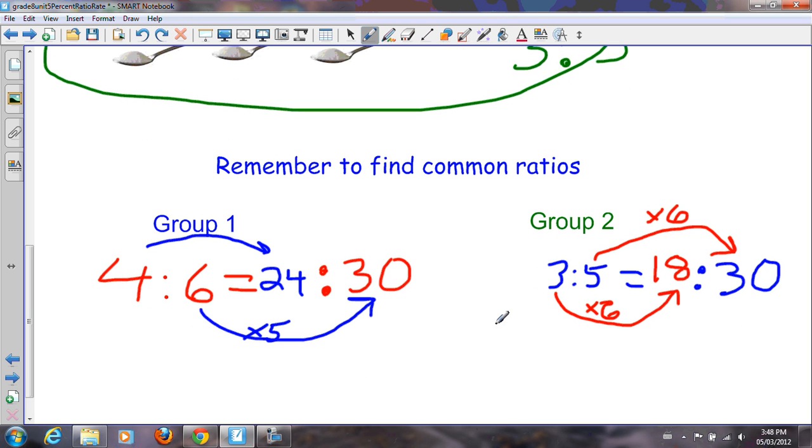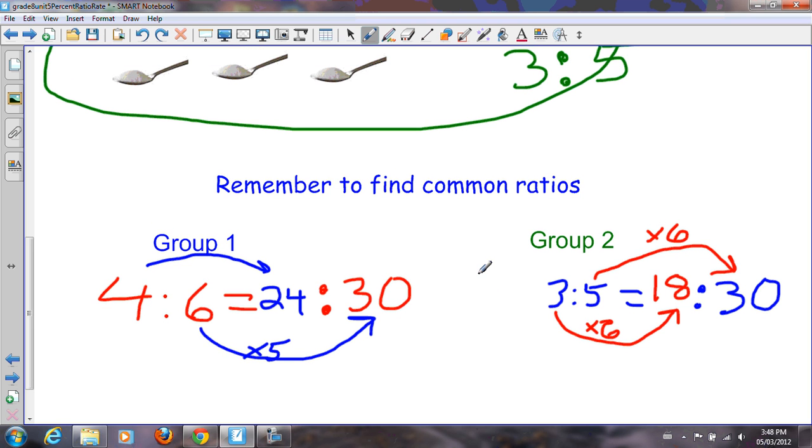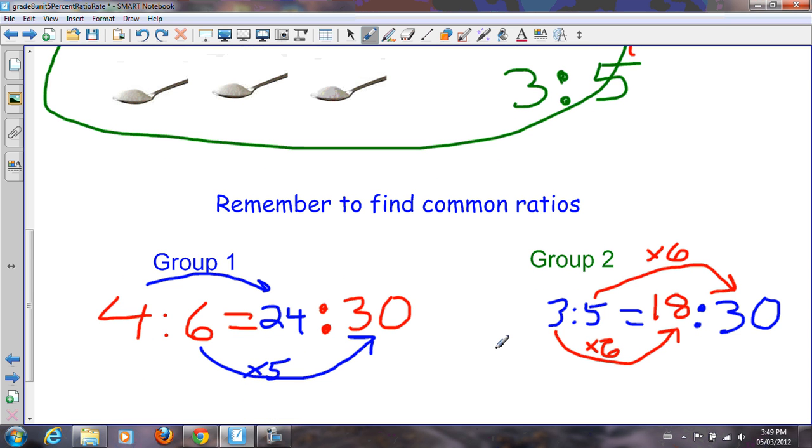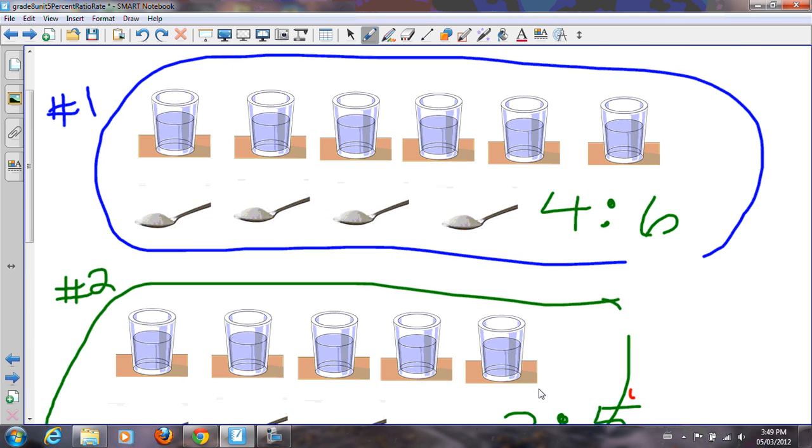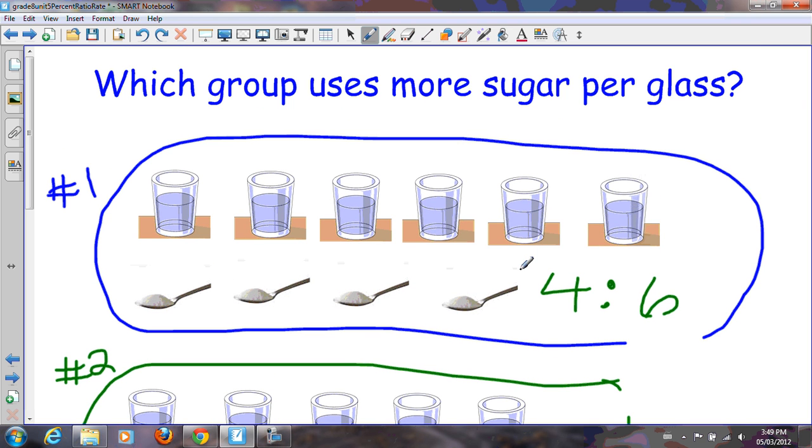So which one has more spoonfuls, or the higher ratio of sugar to glasses of water? And the answer is group number 1, because it has a ratio of 24 spoonfuls of sugar for every 30 glasses of water, whereas the other one only has 18 spoonfuls of sugar for every 30 glasses of water. So that's how we compare them, by changing the ratio for every one of them.